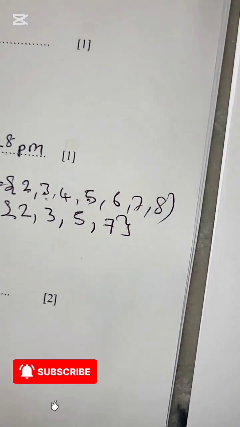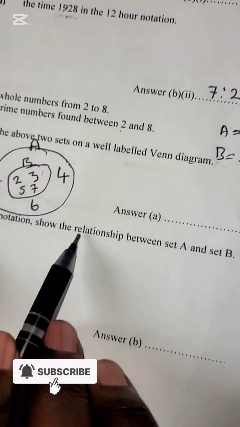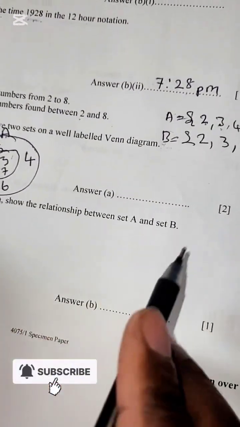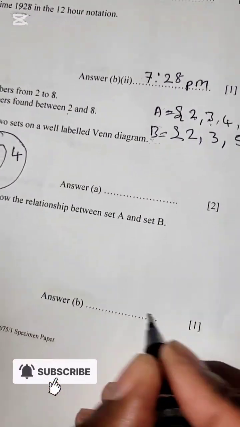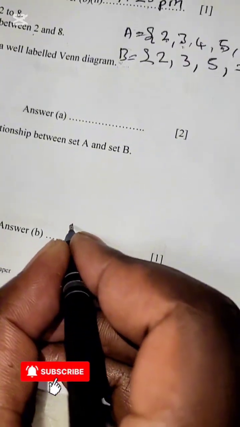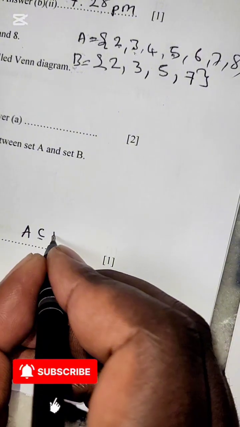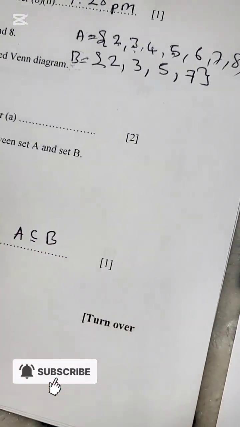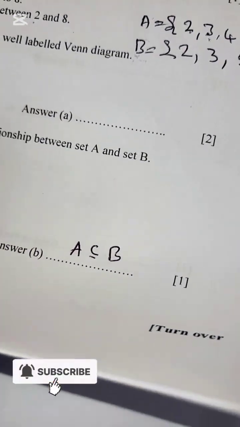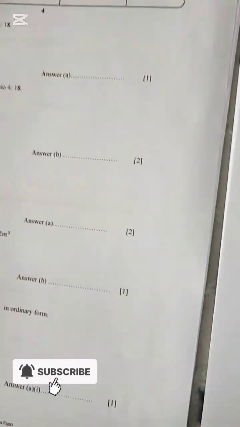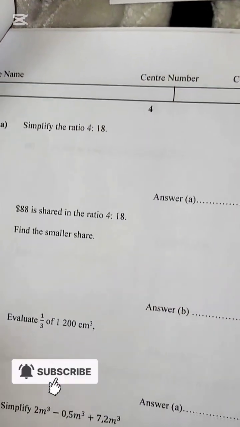Using set notation, show the relationship between A and B. So in set notation, A contains B, or B is a subset of A. B is a subset of A.